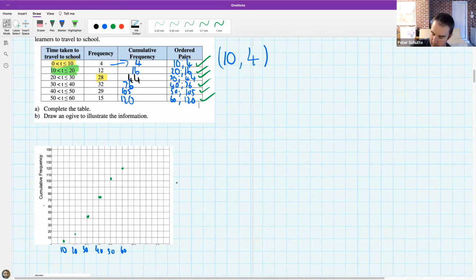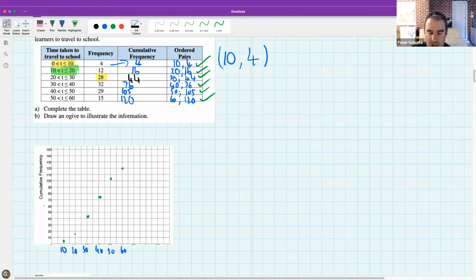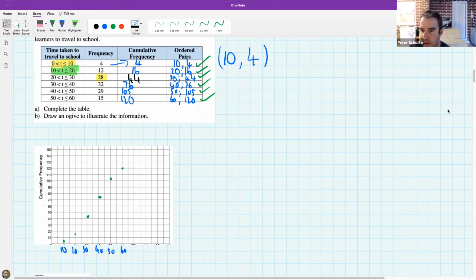Now, unfortunately, plotting the points is not the only thing you need to draw an ogive. There are 2 more things I need to do. And so maybe if you're finished, can you tell me what are the 2 other things I still need to do to complete my ogive? Who would like to raise their hand? You can tell me, or you can put it in the chat.